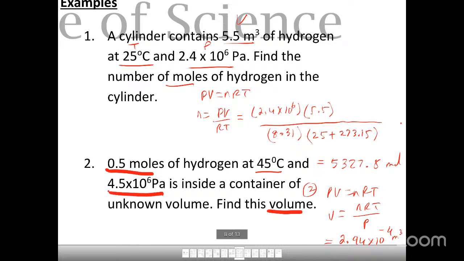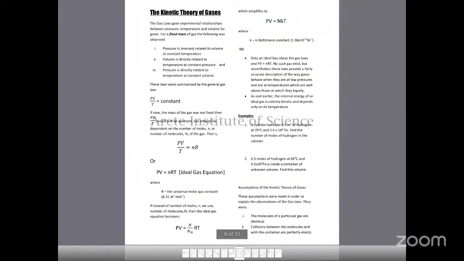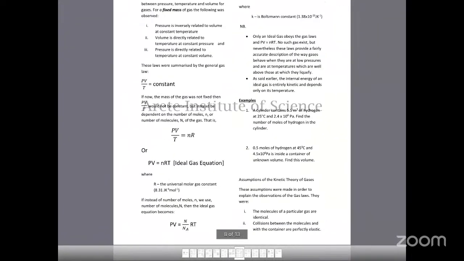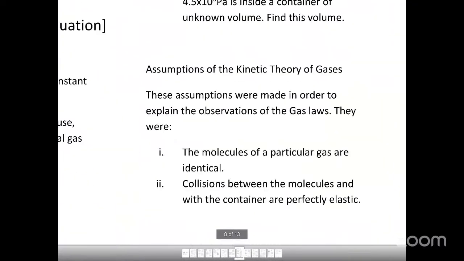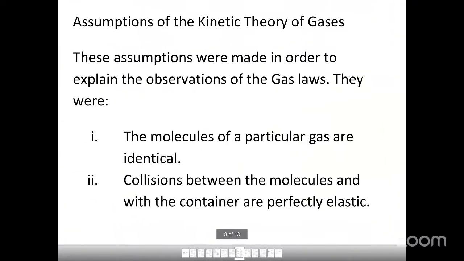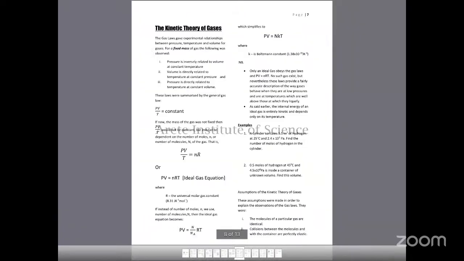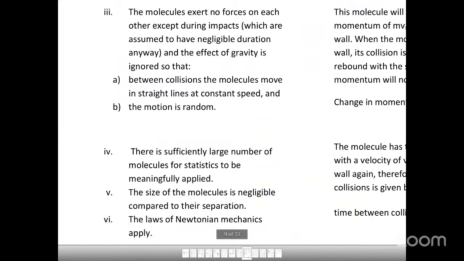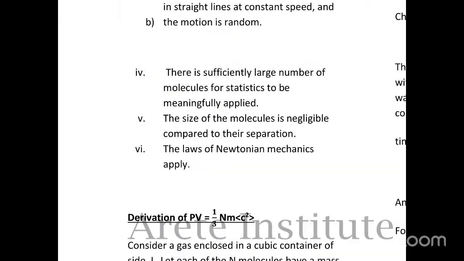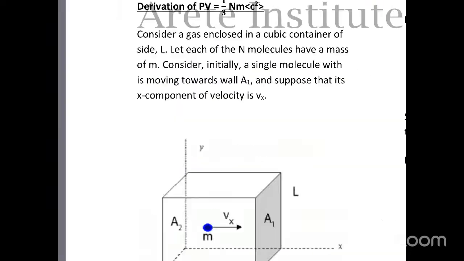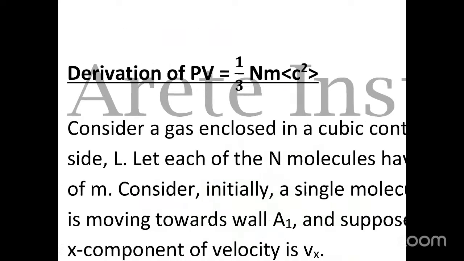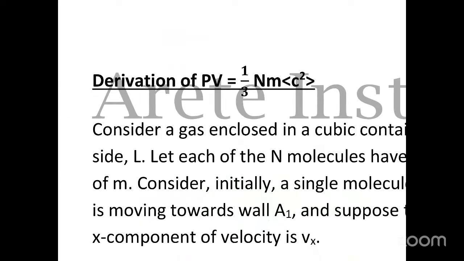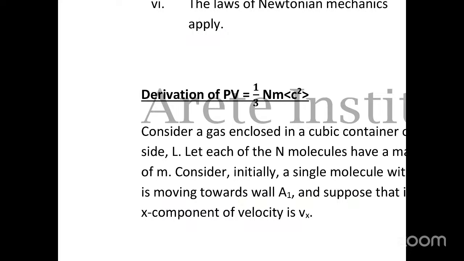Right. So that's PV is equal to nRT. You all remember the kinetic theory of gases? Particles always moving randomly. Each molecule is identical. Collisions are elastic and so on, right? So you have to learn all of these. But what's important today is that we need to be able to prove that PV is equal to 1/3 Nm c squared. I want to explain this c squared here.